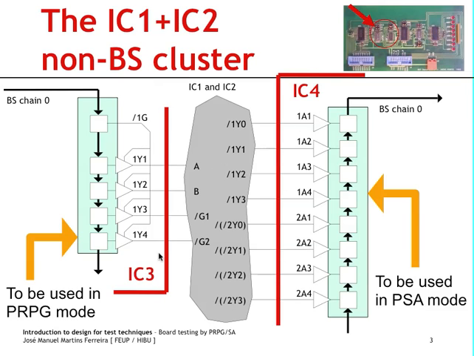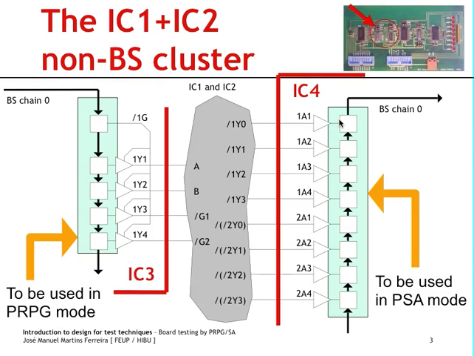We have a representation of our cluster in this slide. The cluster is the one indicated in this photograph, as you may recall, and it is surrounded by boundary scan cells from devices IC3 and IC4, which are these two devices here. IC3 contains a number of boundary scan cells that will be used to drive the cluster inputs. So IC3 is the device that will be set in pseudo-random pattern generation mode.